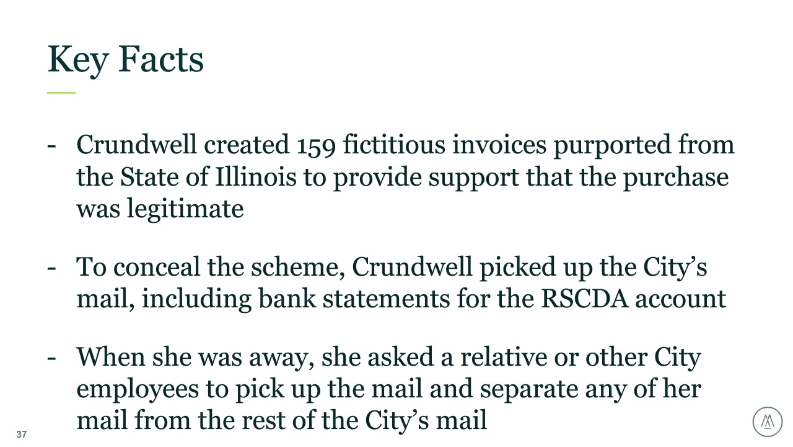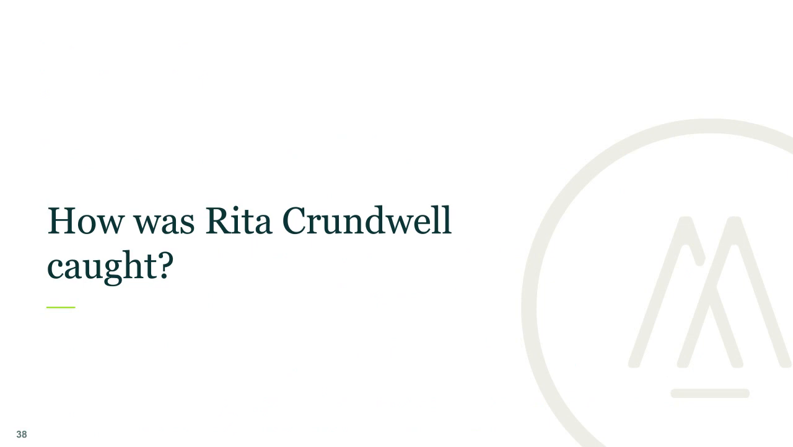So how was Rita caught? Dixon's mayor reported Rita to law enforcement back in the fall of 2011 after another city employee had assumed her duties during one of Rita's extended unpaid vacations. So Rita, whose annual salary was about $80,000 at the time, received 4 weeks of paid vacation, and then she took an additional 12 weeks of unpaid vacation in 2011.